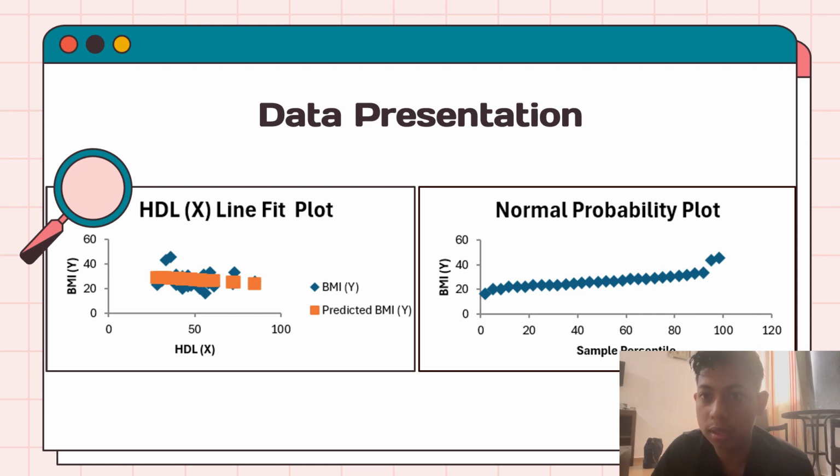We can see the graph where the X axis is HDL, while the Y axis is BMI. We can see that the graph plot keeps increasing. So that explains that the relationship between BMI and HDL is positive, always positive.